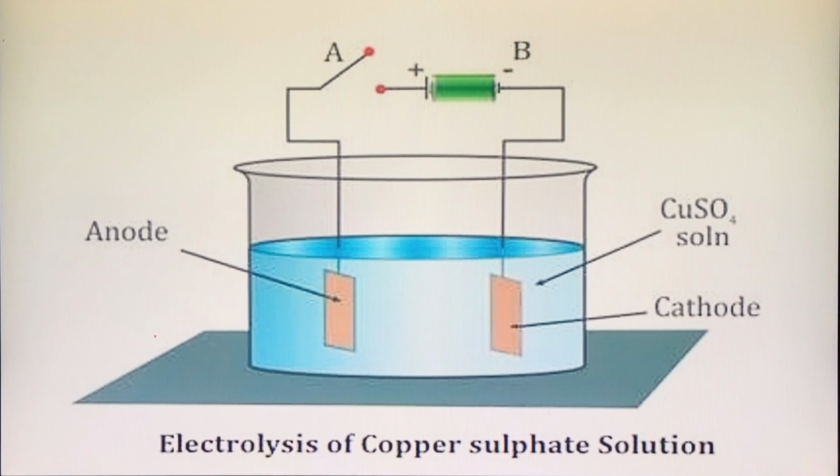So this is how my setup for electrolysis of copper sulfate will look. As you can see, I have a voltameter, or what is this called? This is called an electrolytic vessel. So I have taken my electrolytic cell, or electrolytic vessel, or voltameter. Into that I have put my electrolyte. Clear? The electrolyte is my copper sulfate.